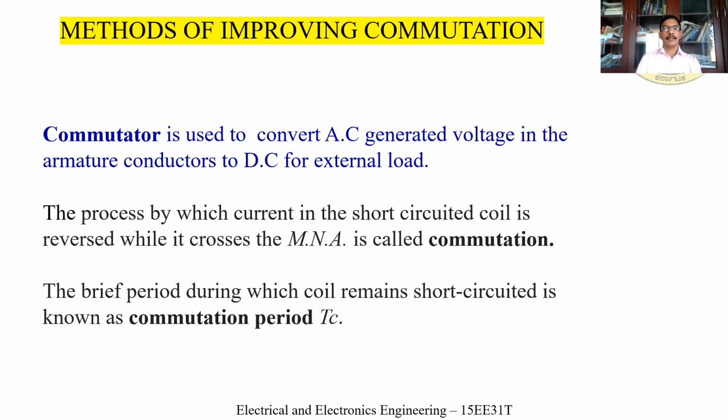what is a commutator. A commutator is used to convert AC generated voltage in the armature conductors to DC for the external load. That means its function is like rectifiers in electronic circuits. The process by which current in the short circuited coil is reversed while it crosses the magnetic neutral axis is called commutation. The brief period during which the coil remains short circuited is known as the commutation period TC.